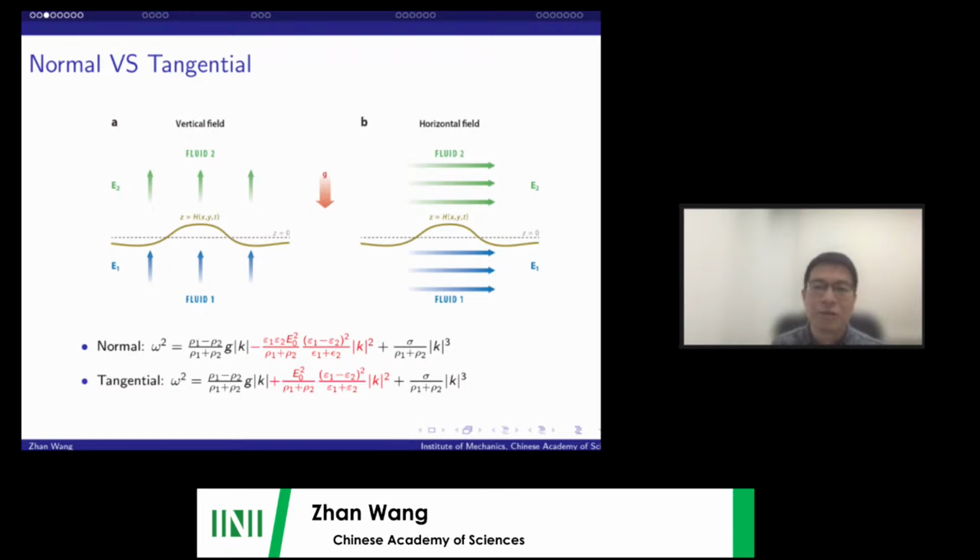If we have two-layer fluids with a very sharp interface and both layers are semi-infinite, we can quickly write down the dispersion relation. We can include the gravity, surface tension, and electric force. The red terms are responsible for the electric field. For the normal electric field, this term is negative. So that means the frequency squared could be negative for a strong electric field. E0 is used to measure the strength of the electric field. For large E0, this term could be very large for a range of k. So that means omega squared could be negative, and the system becomes linearly unstable with a sufficiently strong electric field.